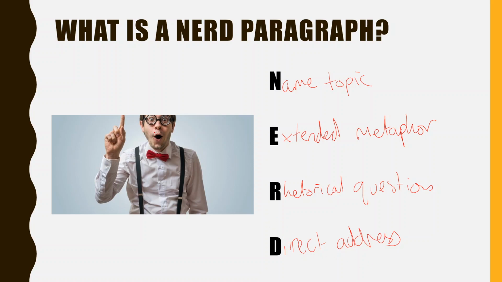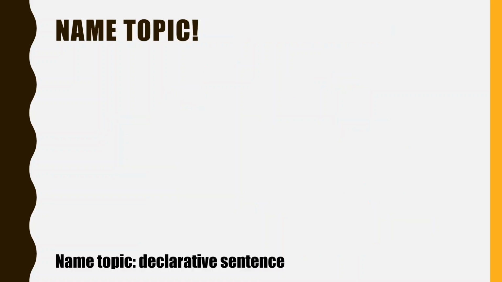Direct address, yeah. And this here is a photo that I found in Google when I googled nerd. So it would be useful if you can memorize these, so that if I said to you when we get back to school, write a NERD paragraph, you can just write it out really quickly. Yeah, name topic, extended metaphor, rhetorical question, and direct address. So it might be useful now for you to pause the video and read through that a few times, maybe cover it up again, see if you can remember when it's not straight in front of you, and then you can also revisit it for revision purposes later on too. Alright, so that's what a NERD paragraph is. Name topic, extended metaphor, rhetorical question, and direct address. I'm now going to go through each one of these one by one and show you how to actually do it.